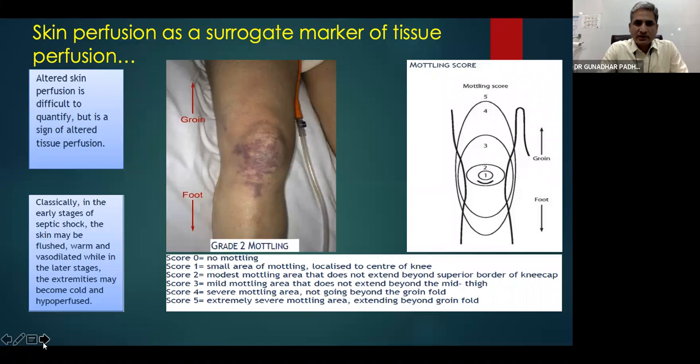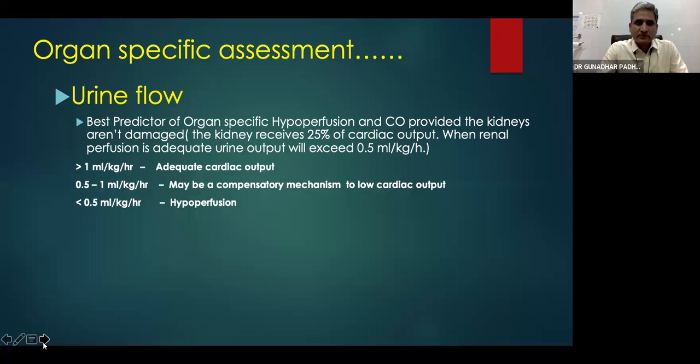And this is basically the grade 2 mottling, where there is a small area of mottling localized to the center of the knee, or modest mottling area that doesn't extend beyond the superficial area of the knee. So these are the grade 2 mottling. This can extend up to grade 3, grade 4, and severe grade like grade 5. Higher the mottling score, correlating with increased mortality in the critical care patients, and this is a proven fact.